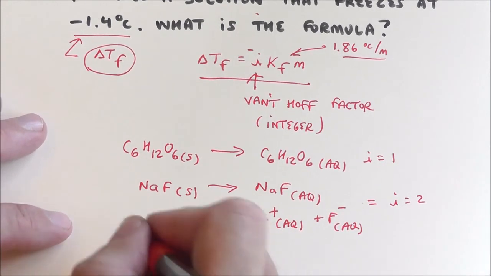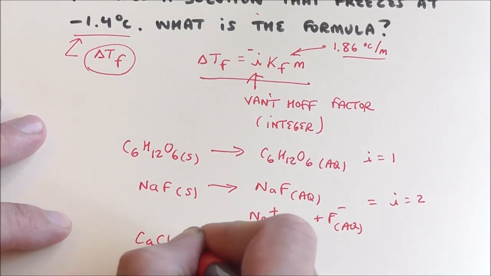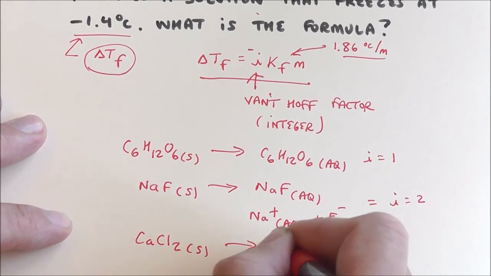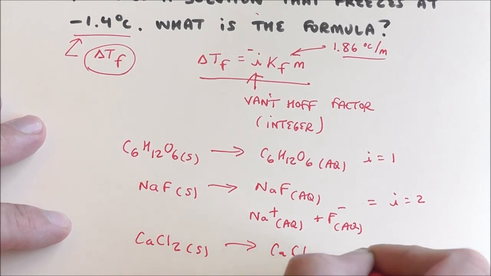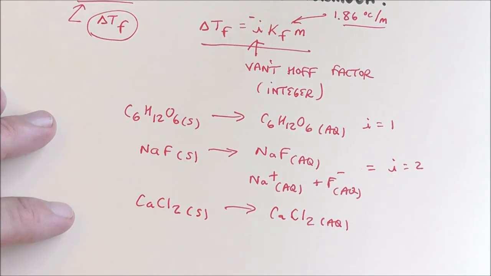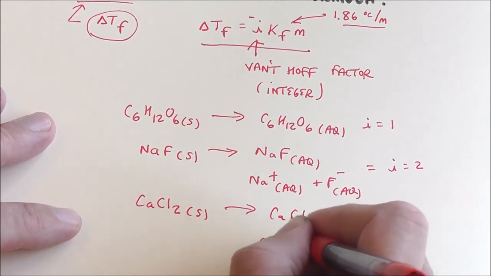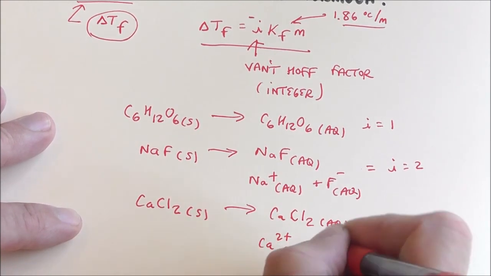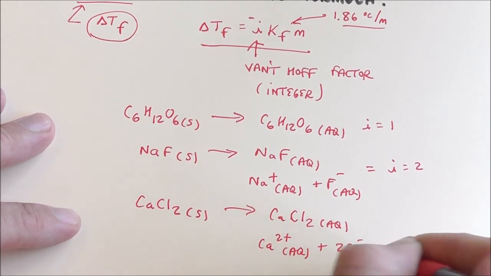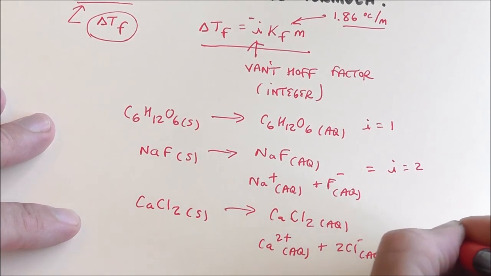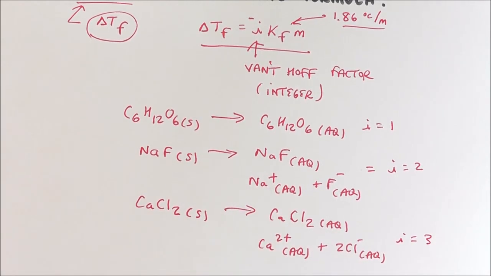If you had something like calcium chloride, that would make calcium chloride aqueous, but we all remember back from Gen Chem 1 that is really a Ca2 plus and 2 Cl minuses. That is a theoretical I of 3.